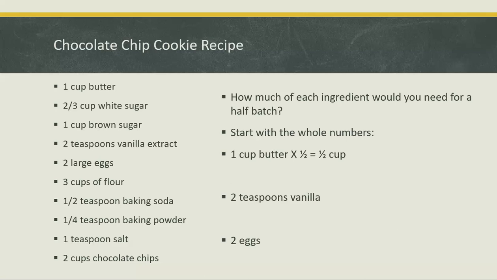2 teaspoons vanilla times 1/2. This is one where it might be easier to think about this as dividing by 2. 2 teaspoons divided by 2 would give you 1 teaspoon. And again with 2 eggs, half of 2 is 1. Let's continue on another screen.